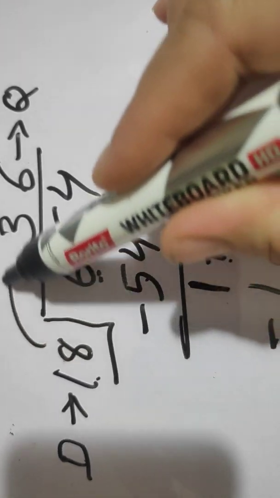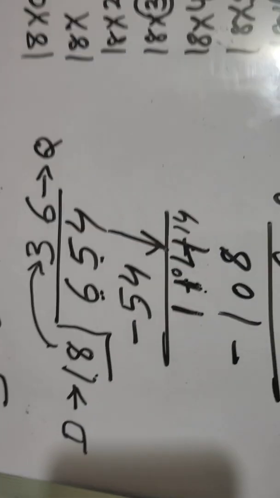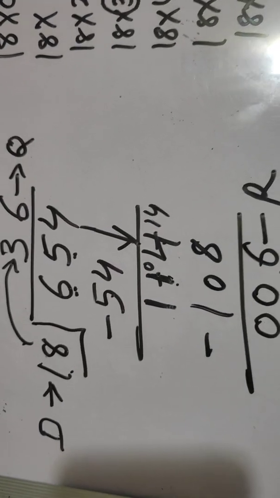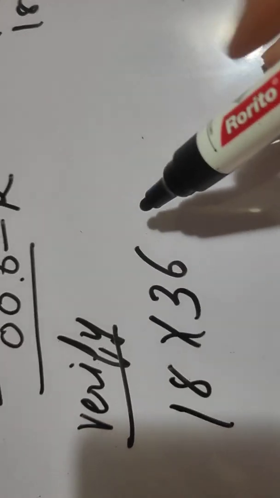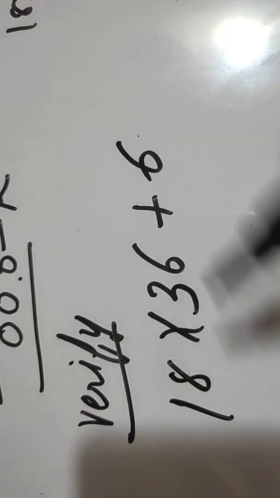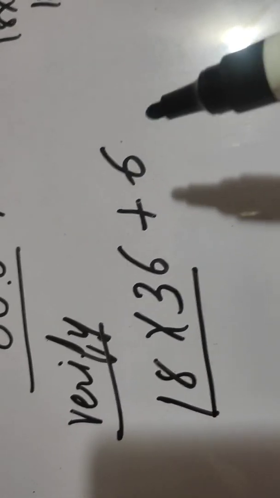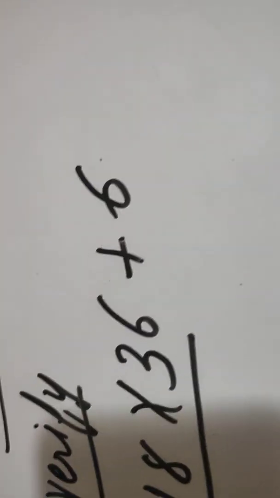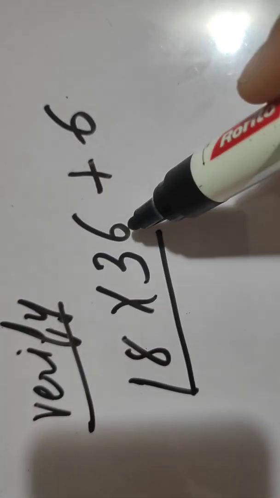How will we verify? Divisor multiply by quotient and then plus remainder. So 18 we will multiply by 36 and plus remainder 6. So firstly we will multiply this. 18 is our divisor, 36 is our quotient.